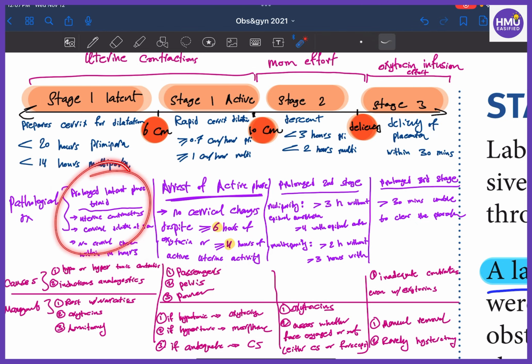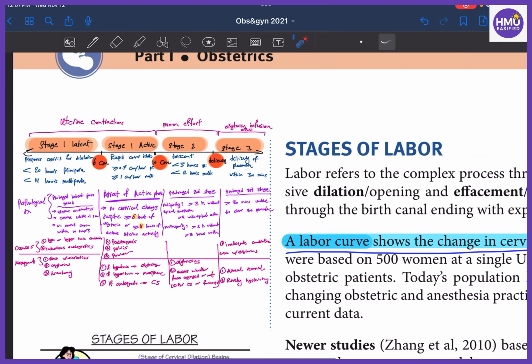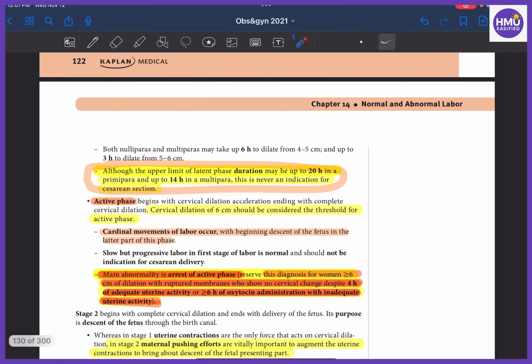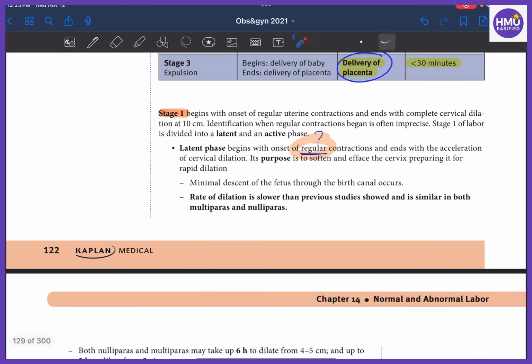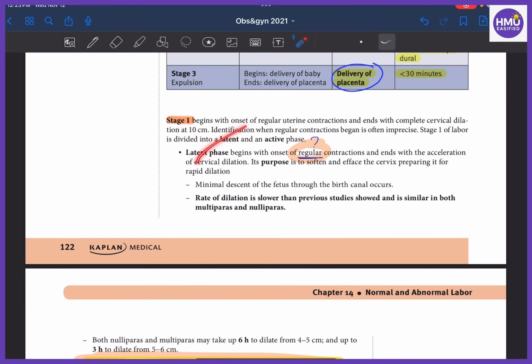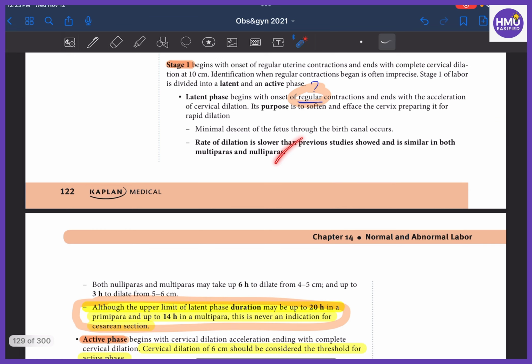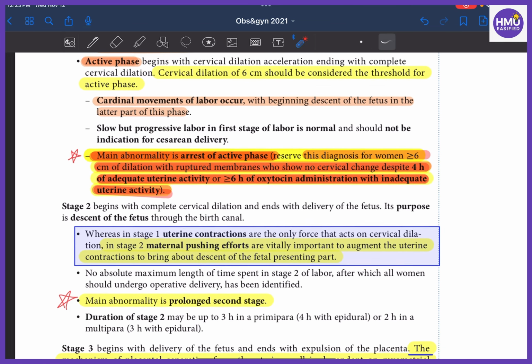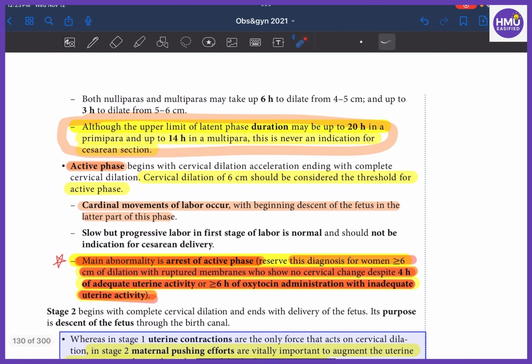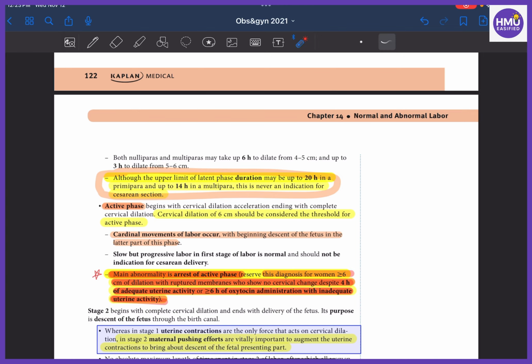Here it says the pathology. This is the latent phase, this is the active phase, and this is stage 2, and this is stage 3. We will study them one by one. So we study stage 1, the latent phase, and then the active phase, and we said there is an abnormality. There's abnormality in all the stages.